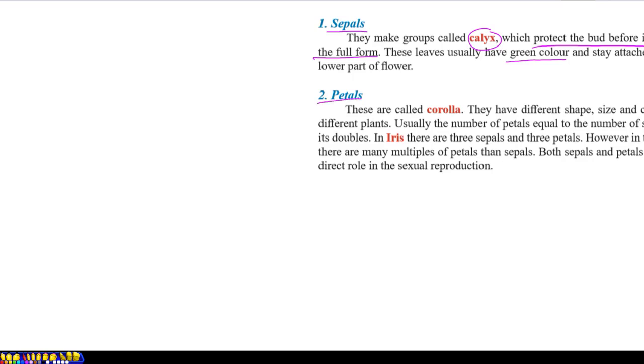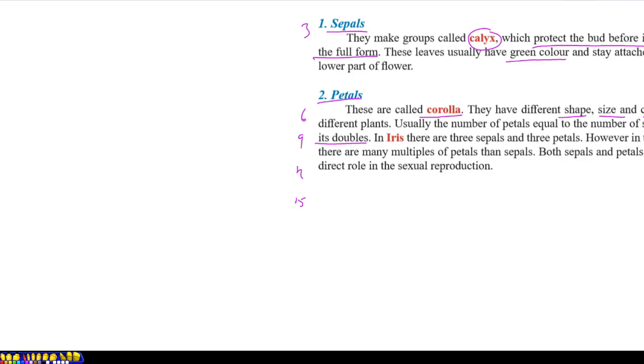The petals, as a group, we call the corolla. They have different shapes, sizes, and colors in different kinds of plants. They give the color to the flower. Usually the number of petals equals the number of sepals, or it is a multiple. Like if there are 3 sepals, there are 6 or 9 or 12 or 15 petals. Or with 4 sepals, 4 or 8 or multiples. In iris there are 3 sepals and 3 petals, the same number.